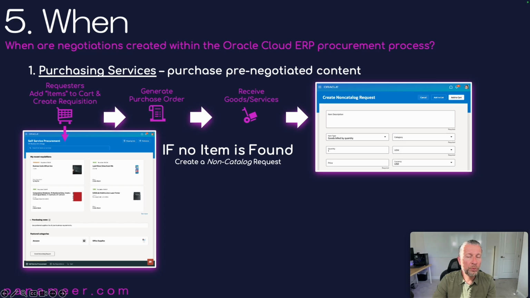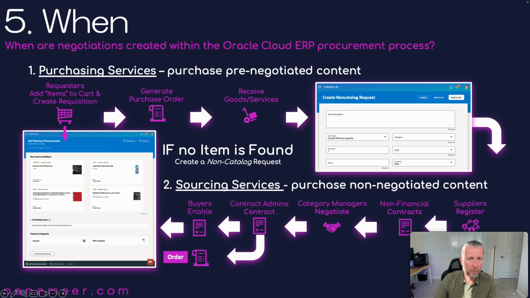Now, what if no pre-negotiated content is found? Well, then that same requester is going to use a non-catalog request to invoke the service of sourcing, what they call purchasing non-negotiated content, in which case there's a whole process of supplier registration. If you're in government, supplier qualification, some pre-purchase contracts, then we may have a negotiation, goes to a purchase contract, out to agreements, etc. So now you obviously see right in the middle, that's where you would do the negotiation, or in particular, the sourcing event.